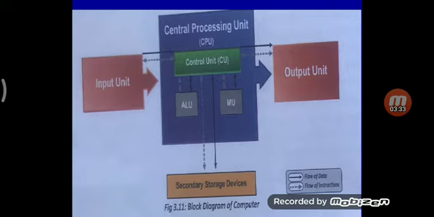You can see the block diagram of a computer: input unit, central processing unit CPU, output unit and secondary storage device. Parts of CPU: control unit, ALU and MU. Input unit and output unit were discussed already.